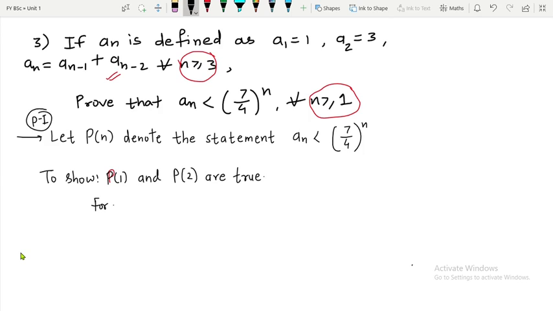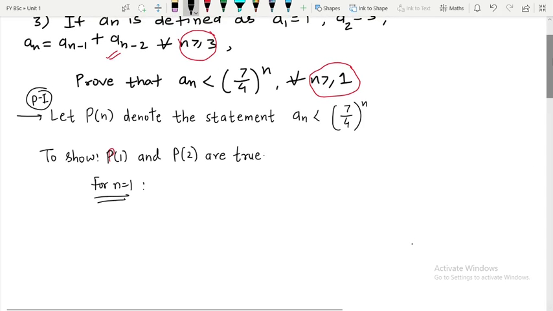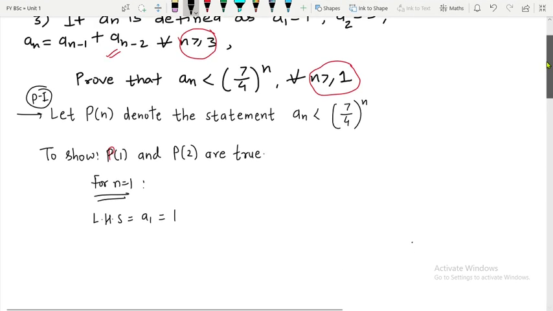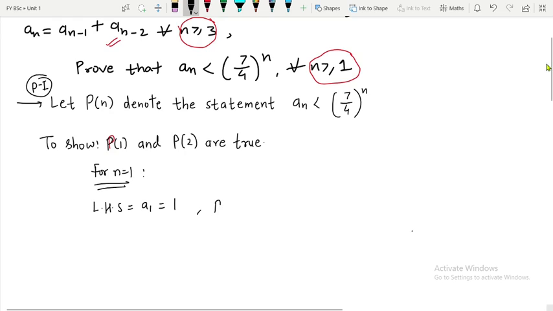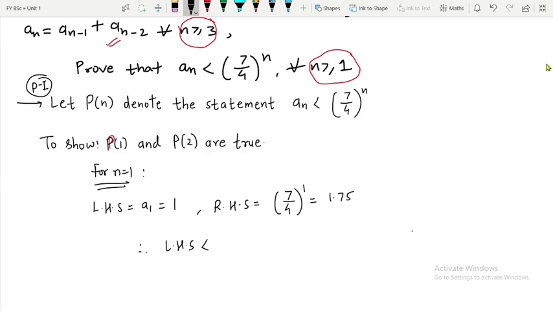So for n is equal to 1. Now note one thing, we don't want to show that LHS is equal to RHS, but we have to show LHS is less than RHS, right? So what will be our left hand side for n is equal to 1? Our LHS will be a1, and the value of a1 is given to be 1. And my right hand side will be 7 upon 4 raised to 1, which is nothing but 1.75, and therefore LHS is less than RHS, and therefore P of 1 is true.